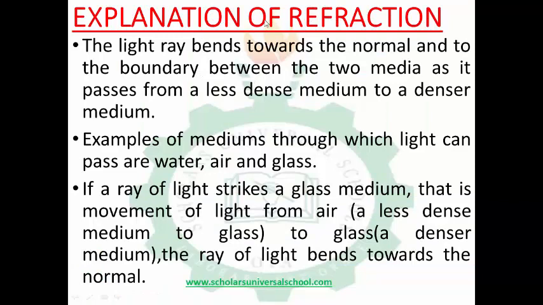Explanation of refraction. The light ray bends towards the normal at the boundary between the two media as it passes from a less dense medium to a denser medium. Examples of mediums through which light can pass are water, air, and glass. If a ray of light strikes a glass medium, that is movement of light from air to glass, from less dense to a denser medium, the light will move towards the normal.